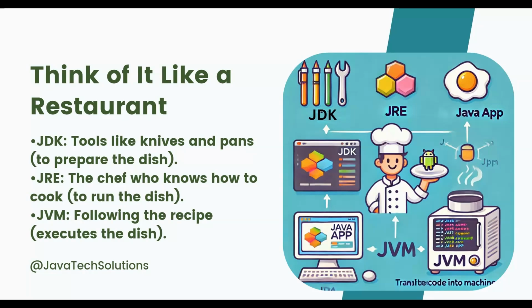Let's think about it like a restaurant. The JDK is like the tools, knives and pans, to prepare the dish, whereas the JRE is the chef who knows how to cook and run the dishes, and the JVM follows the recipes, meaning it executes the dishes. So here you can see the details of how these things are internally connected. In a restaurant, the way you prepare food and all the things, similar approaches can be found between JDK, JRE and the JVM.